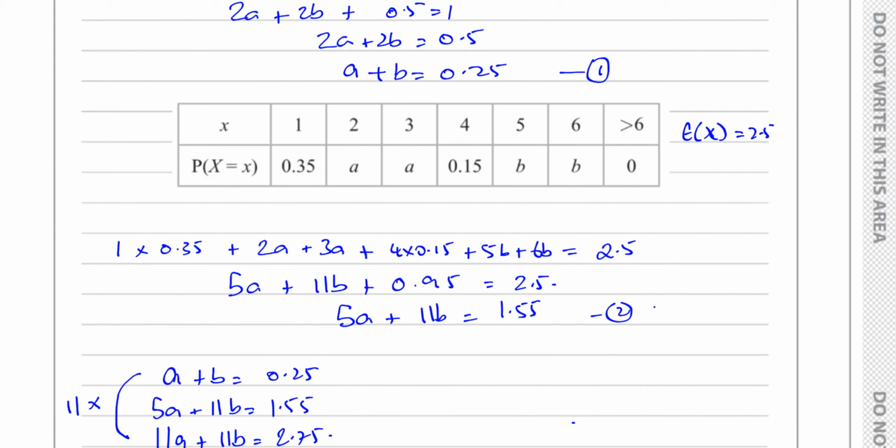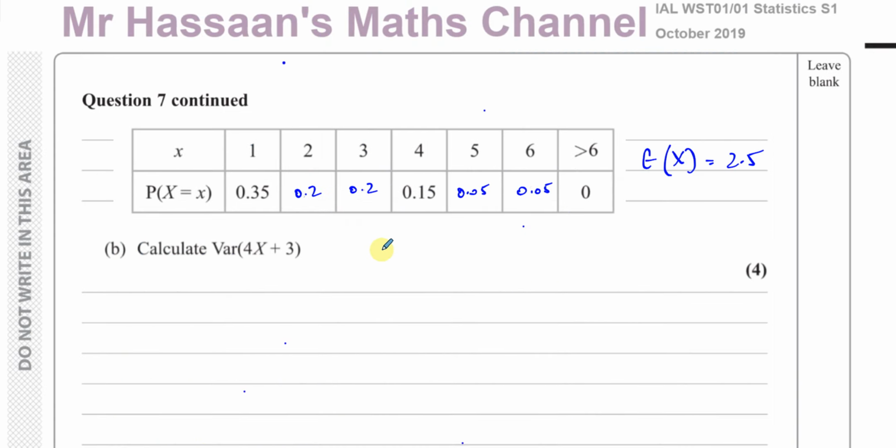Now for 7b. It says calculate the variance of 4X plus 3. Now this is the probability distribution table with the values of a and b already put in there, and that's the expected value of X that they told us about in part a. So the variance of 4X plus 3, that's what this means.